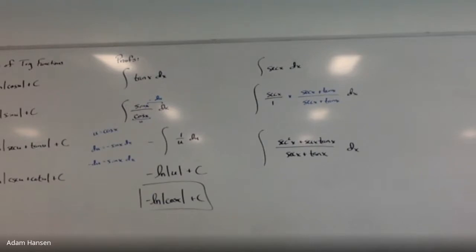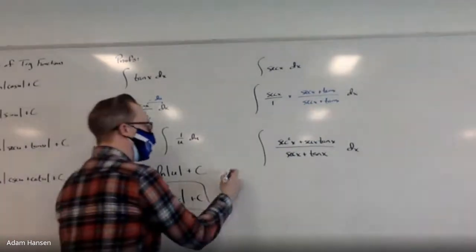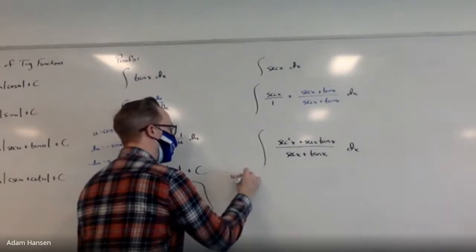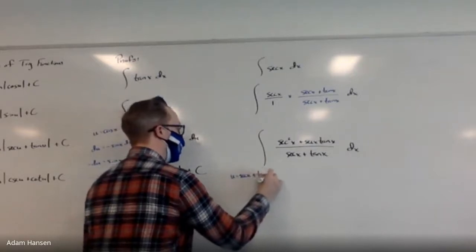Now that I've used that form of 1, or I've multiplied there in blue, I'm ready to set up my u substitution. So take a wild guess. What do you think u is equal to? It's usually just whatever's in the denominator. U is secant x plus tangent x.